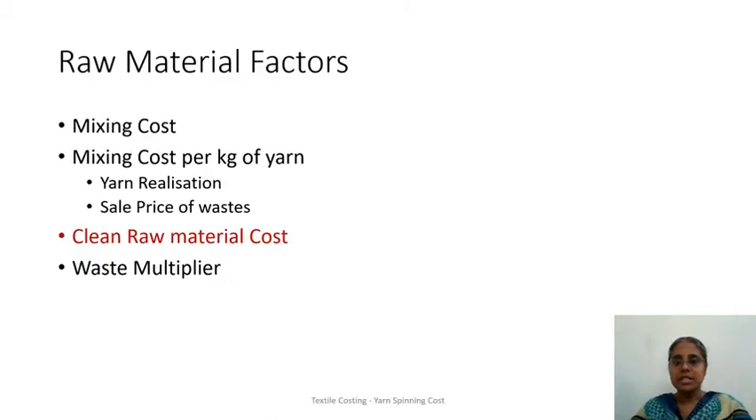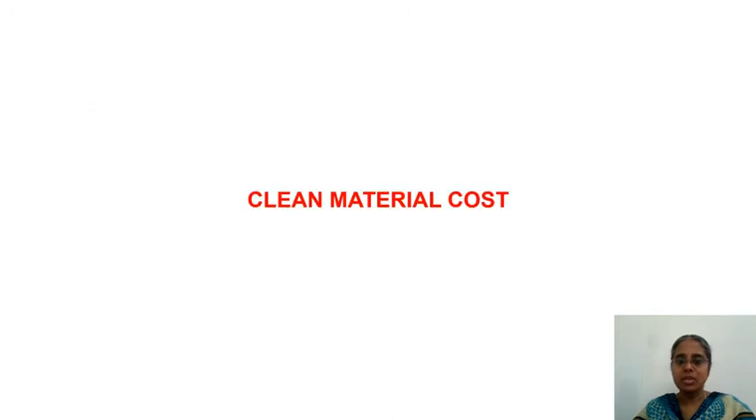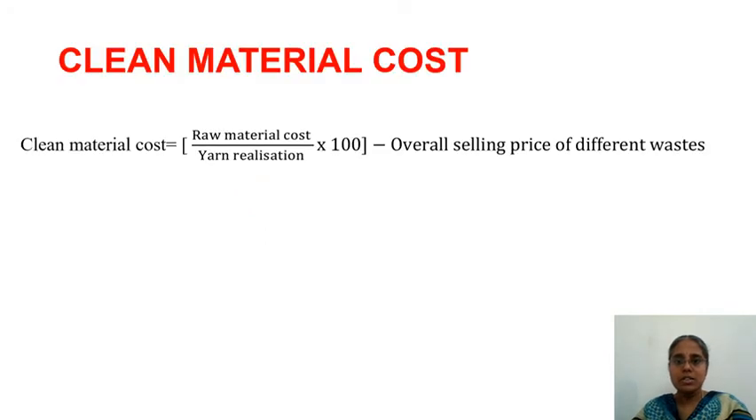So next is the important terminology which we need to calculate in a spinning mill, which is the clean raw material cost. This clean raw material cost or clean cotton cost, if only 100% cotton yarn is spun, then it is called clean cotton cost. This clean cotton cost is found out using this formula. That is simply the raw material cost, which is the mixing cost that we have found after finding some means of determining the cotton cost.